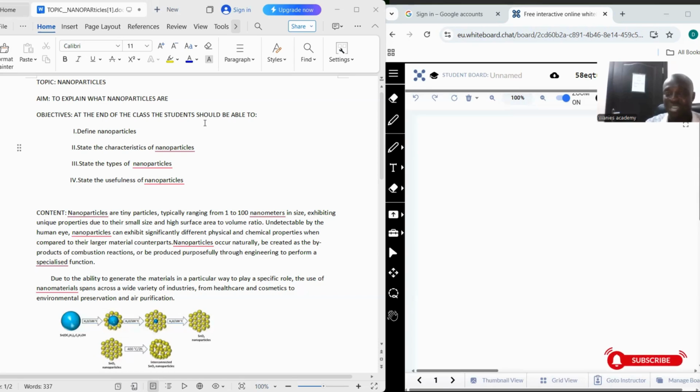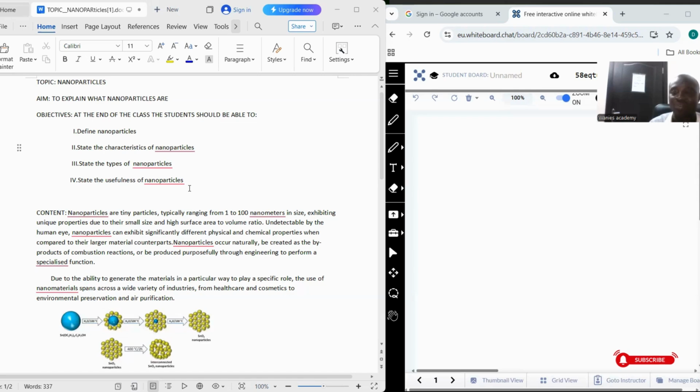At the end of the class, the student should be able to: 1. Define nanoparticles. 2. State the characteristics of nanoparticles. 3. State the types of nanoparticles. 4. State the usefulness of nanoparticles. So I commence my class in earnest.